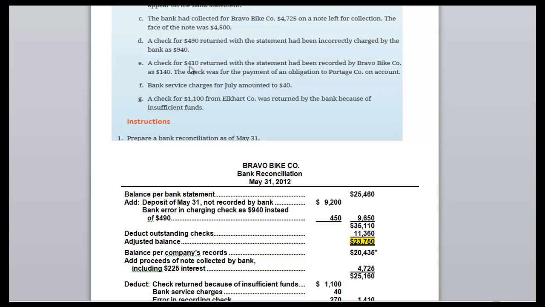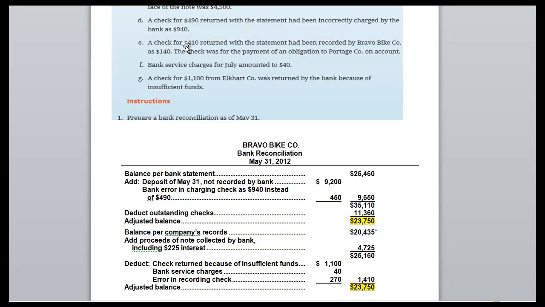There's a mistake this time, and this is our fault. The check was actually $410. We accidentally recorded it as $140. That's a $270 difference. We didn't record enough of a cash reduction here, right? It was actually for $410, and we only recorded $140. So we need to go on and subtract that out.